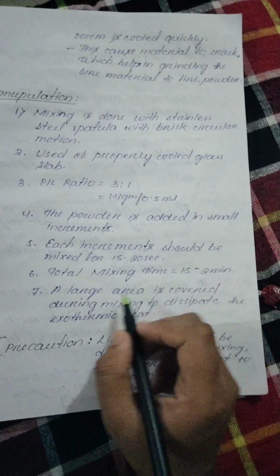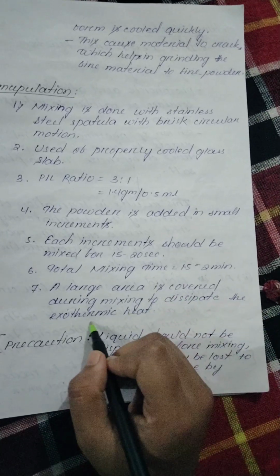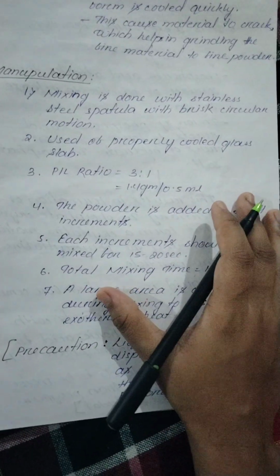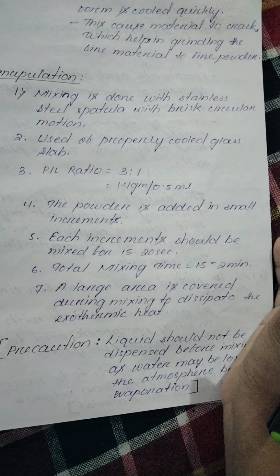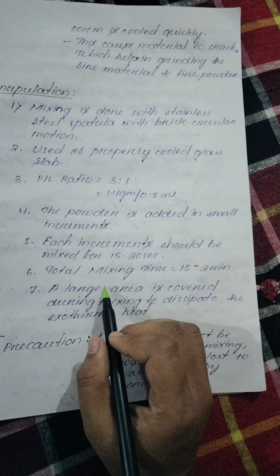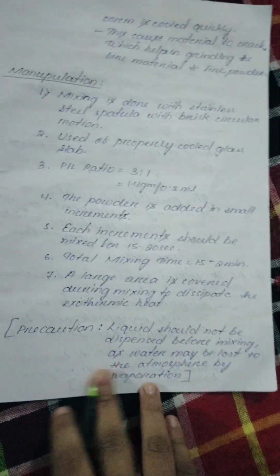A large area is covered during mixing to dissipate the exothermic heat. As it is an exothermic reaction, heat is released. To minimize this heat, we should cover a large area of the glass slab.